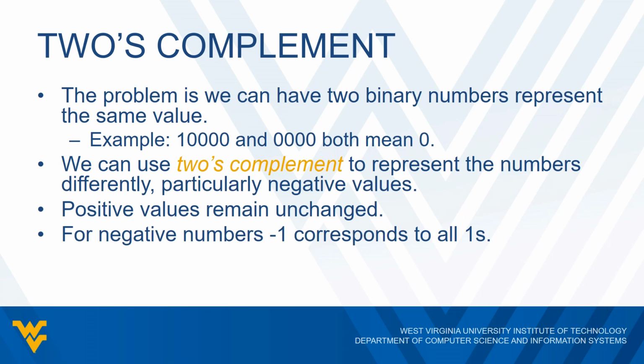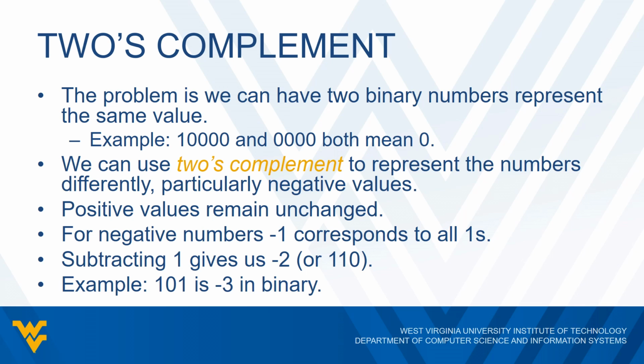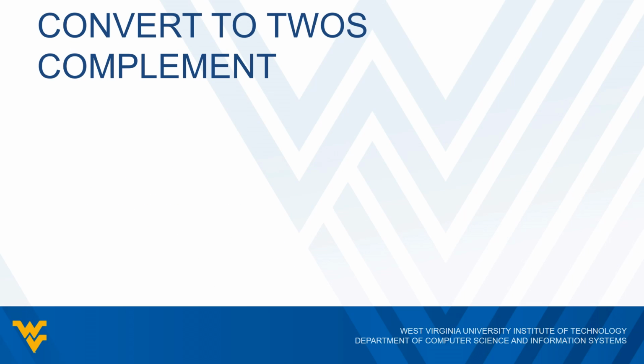So what we do is negative 1 will correspond to all 1's, however many 1's we want to deal with. And then if we subtract 1 from that list of 1's, that's going to give us negative 2. In this case, if I have 111 represent negative 1, 110 would represent negative 2. And then I could take it a step further as an example. 101 would be negative 3 in binary.